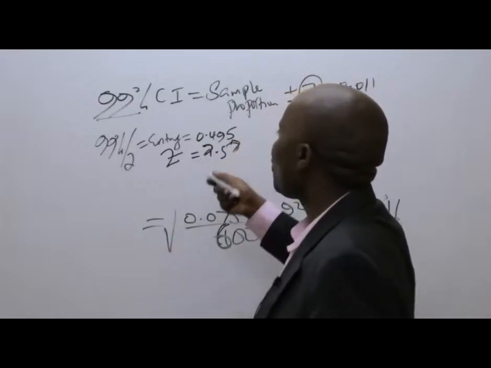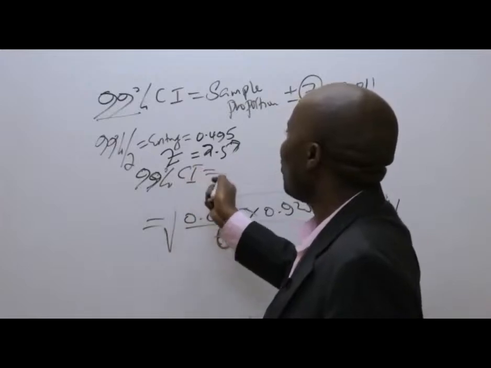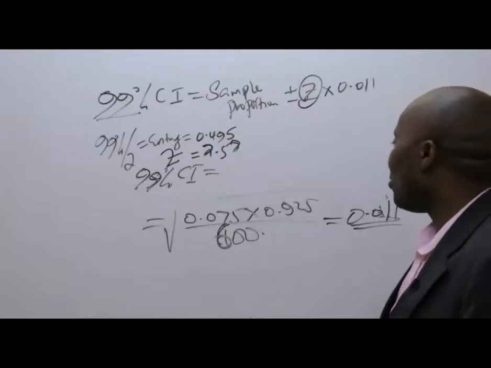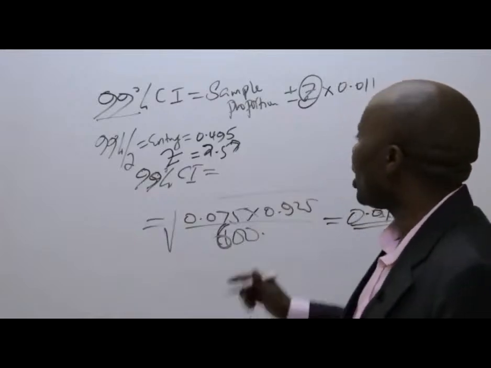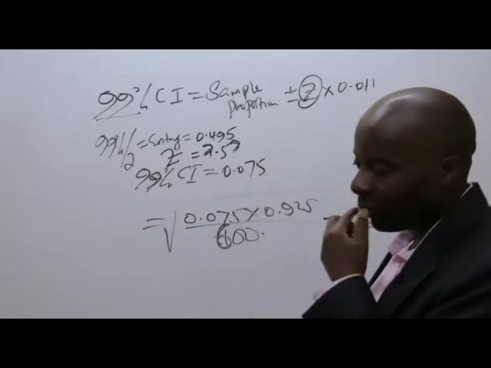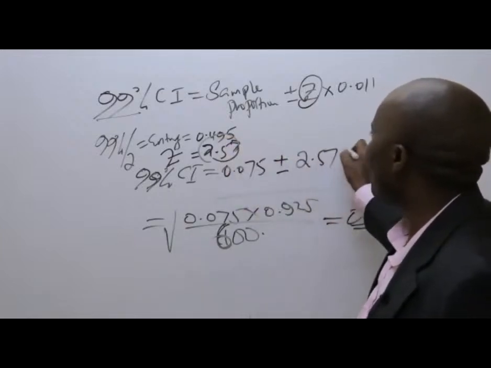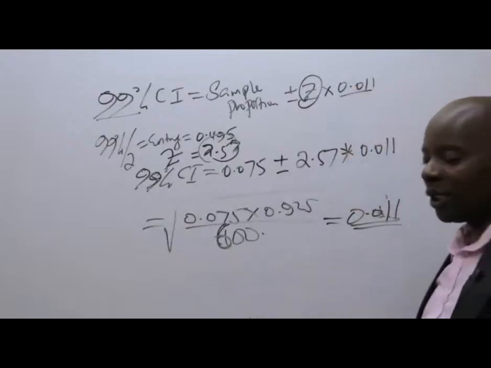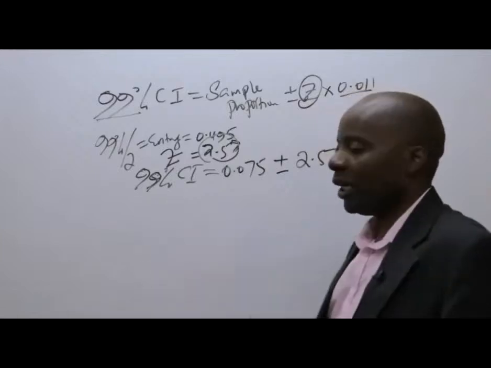So once I have my 2.57, I will give you the 99% confidence interval. This will be equal to the sample proportion, the one you gave me, 45 over 600, which is 0.075, plus or minus the Z score that you've read, 2.57, times the standard error, which is 0.011. Could you kindly give us the lower limit and the upper limit?